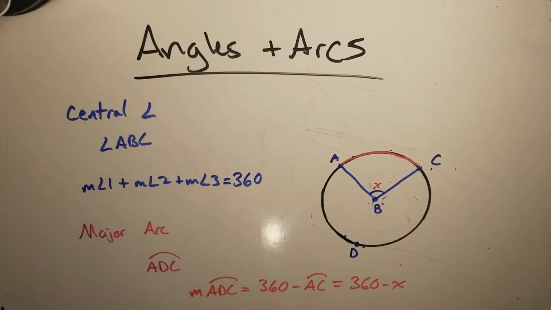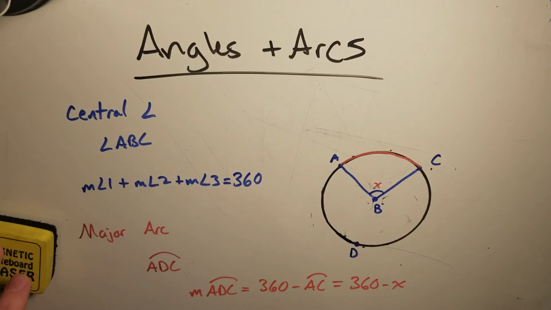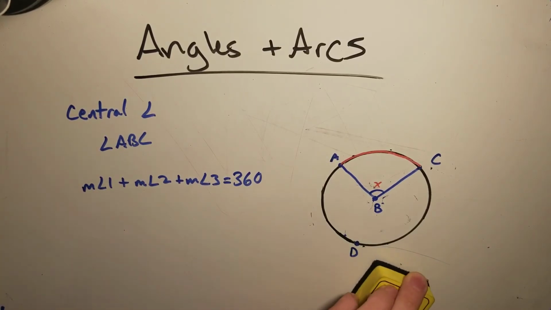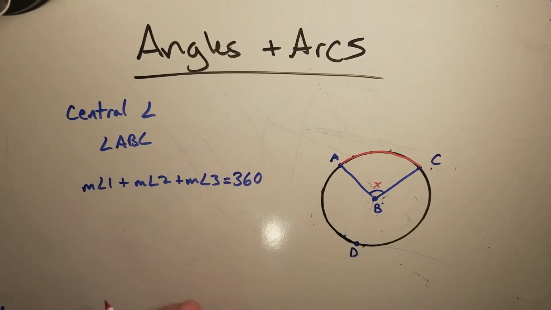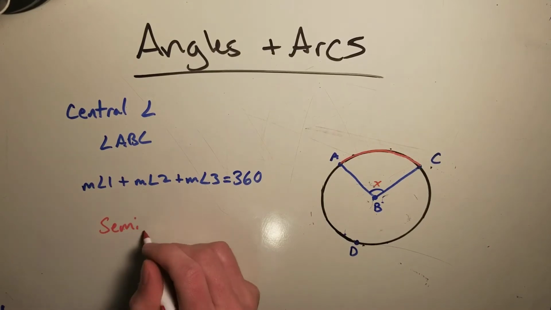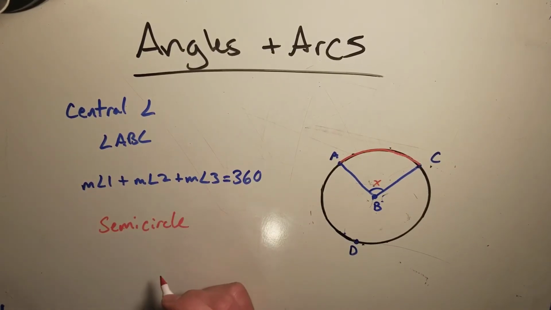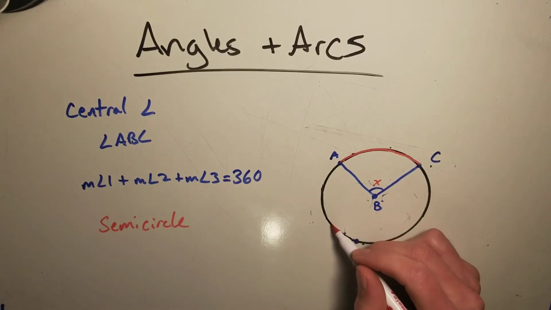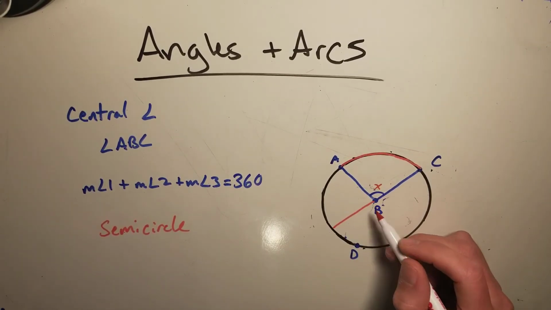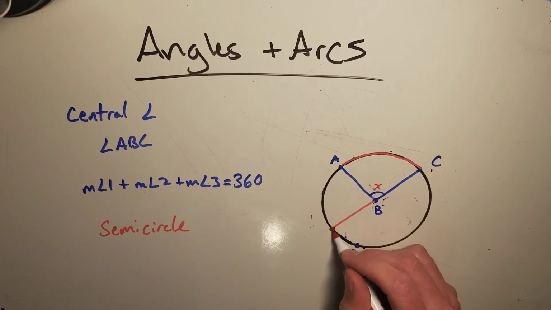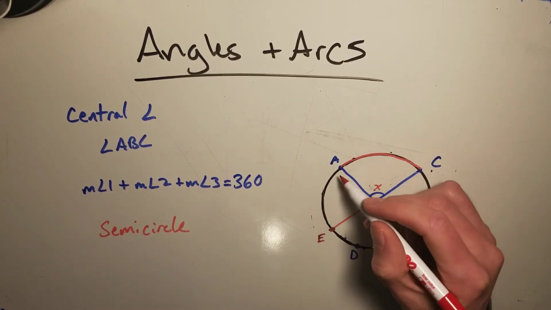And our last possibility for an arc is something we should be familiar with, something called a semicircle. And a semicircle, well, that's going to be if you have the diameter going straight across here. And we'll call this point E.